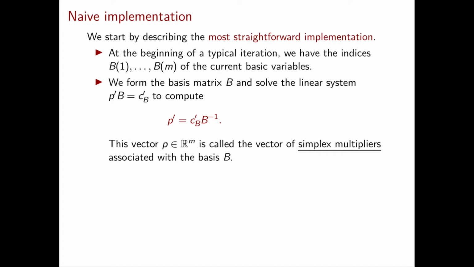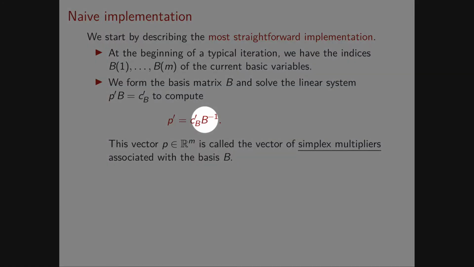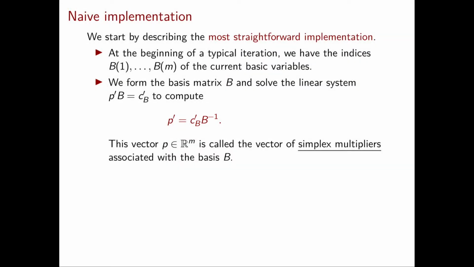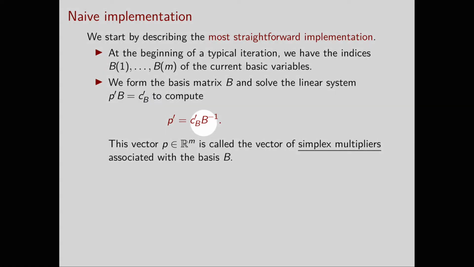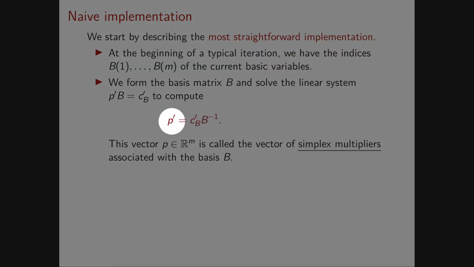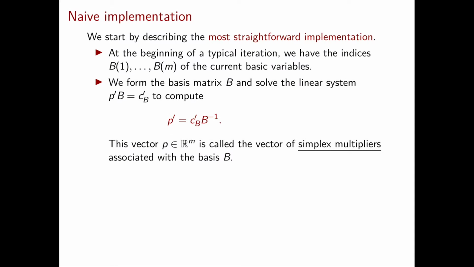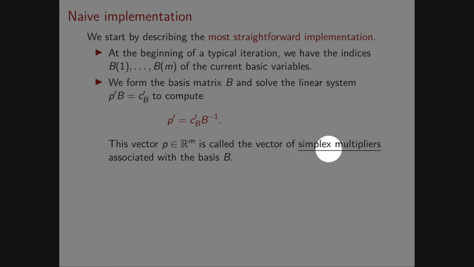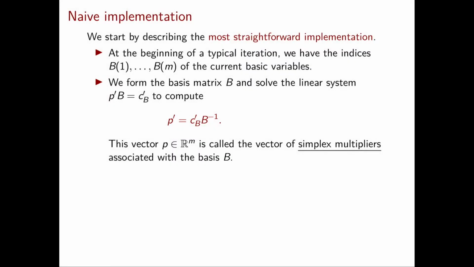However, here we take an intermediate step. In fact, in the definition of the reduced costs, the quantity cB transpose B inverse appears, and it appears exactly the same in all the reduced costs. So it makes sense to compute first this vector, so that later we don't need to compute it again and again for every reduced cost. Now we're going to give this vector the name p transpose, and from now on we're going to use this vector several times. And this is called the vector of the simplex multipliers associated with the basis capital B.